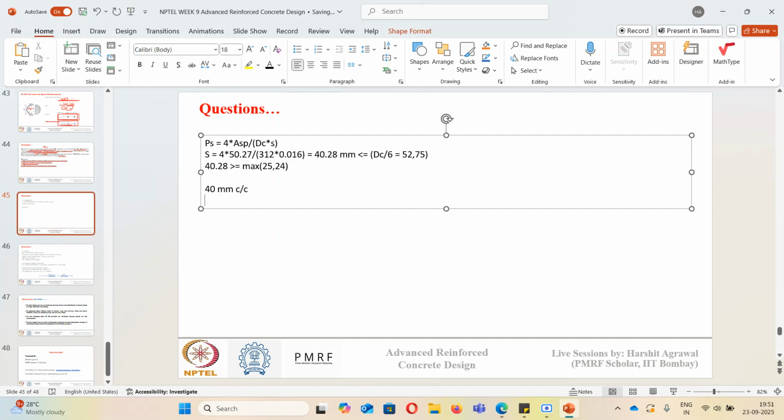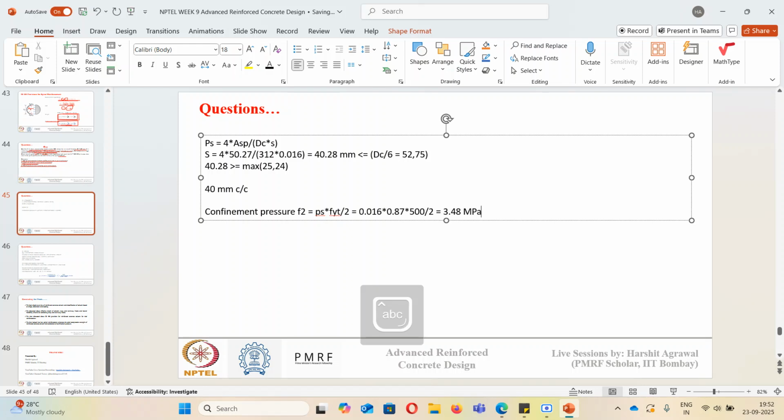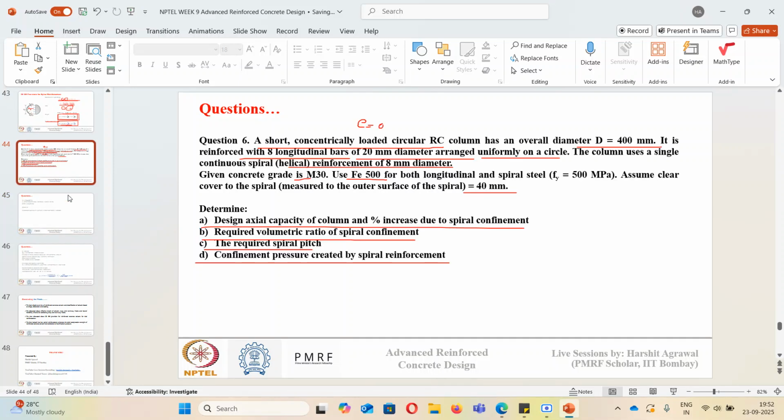And what is the confinement pressure that is generated? Confinement pressure F2 is given by rho s times Fyt by 2. So 0.016 into 0.87 into 500 by 2. When you do this calculation, it will come out to be 3.48 megapascal. So this is how we do the design for spiral reinforcement.